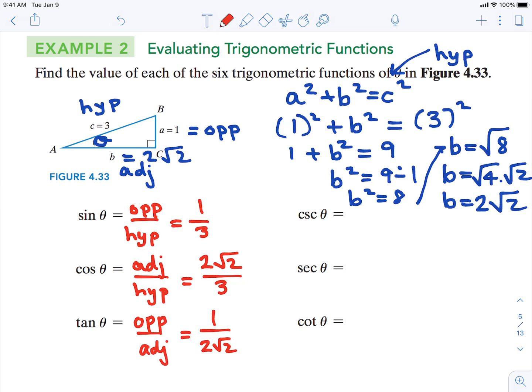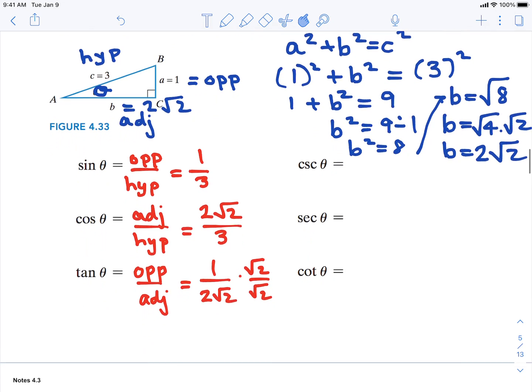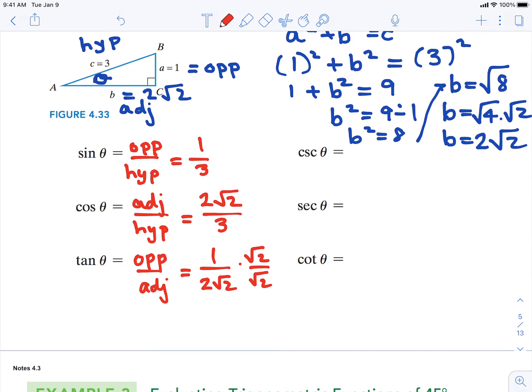Well, this one we cannot leave as it is, we have to rationalize it. So we're going to multiply the numerator and the denominator by the square root of 2. So we multiply across, getting the square root of 2 divided by 2. And now that square root of 2 times the square root of 2 is 2. So our final answer is the square root of 2 over 4. So those are the 3 trig functions for the big 3.